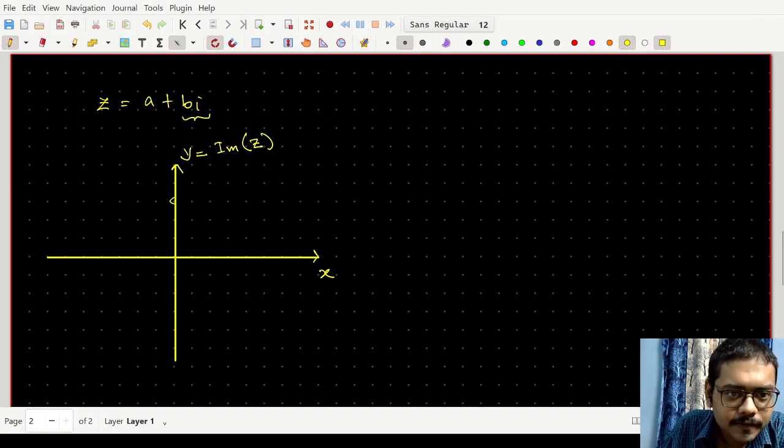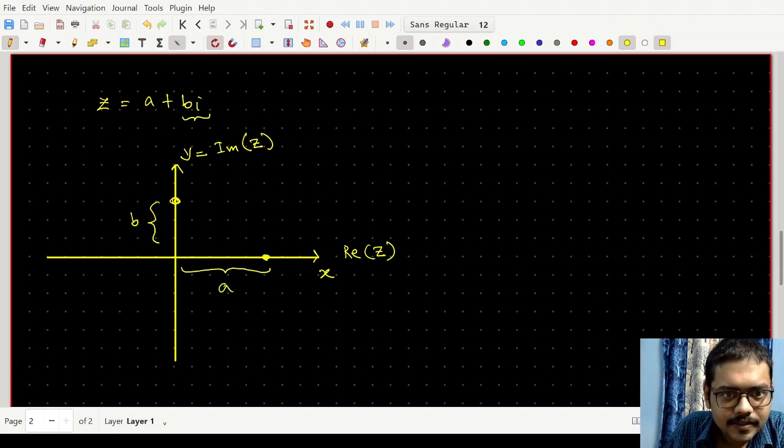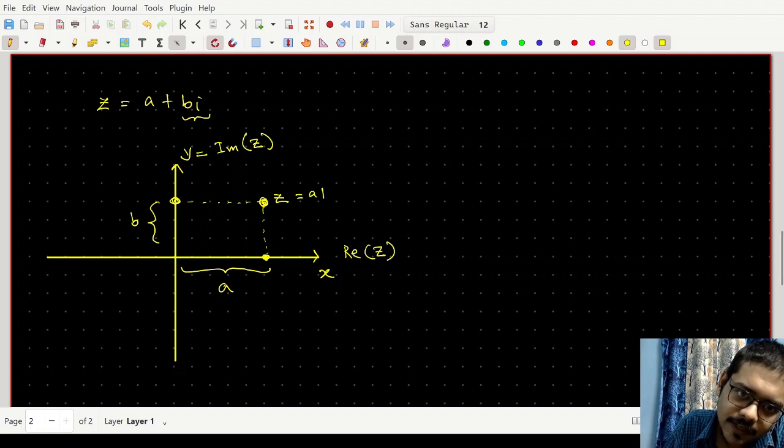We put b in the y-axis, and in the x-axis we put the real part of the complex number. That means we put a in the x-axis, and then that would give us this point here as the complex number a plus bi.